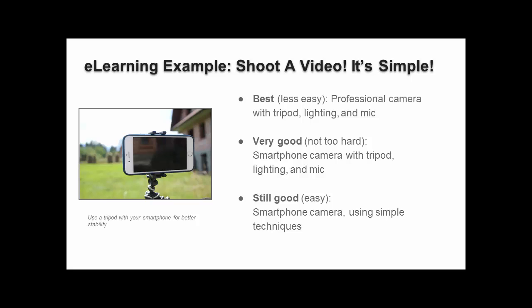Smartphone cameras have gotten very good now, and simple techniques for shooting still good video are just to brace your arm in the way you hold the video. You can hold your arm stiff beside you or hold your arm on a countertop, and make sure that the area is well lit, and stand or be close enough to your subjects so that the built-in mic with your smartphone picks up the audio. And using those simple techniques, it's still pretty easy to take pretty good video for your online classes.